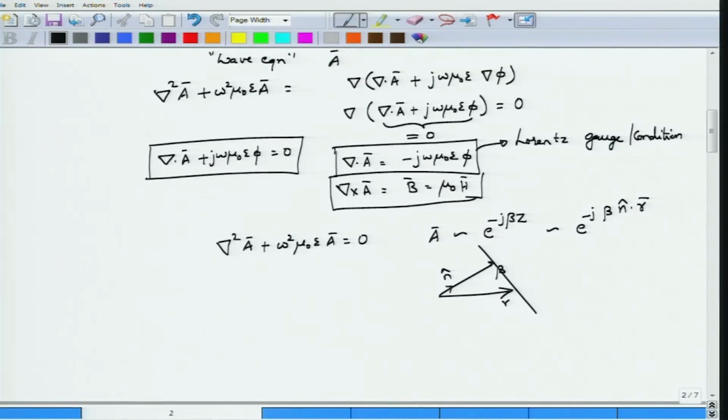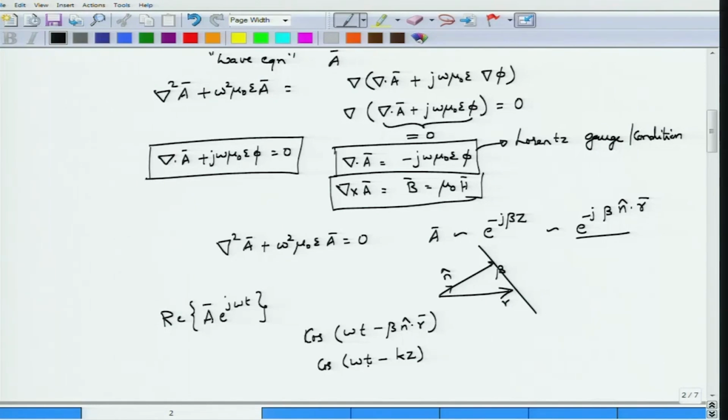This is not the only thing that happens. This is just the phasor part. What about the time part? So you go back to the time domain by multiplying this by e power j omega t and then taking the real part, right? So for now, just concentrate on what happens to this omega t and beta n dot r. When you take the real part, you get cos of omega t minus beta n hat dot r. What you see here is that this is exactly equivalent to a travelling wave, omega t minus kz, like the uniform plane wave that we considered, or any other wave that was actually waving along the z direction.